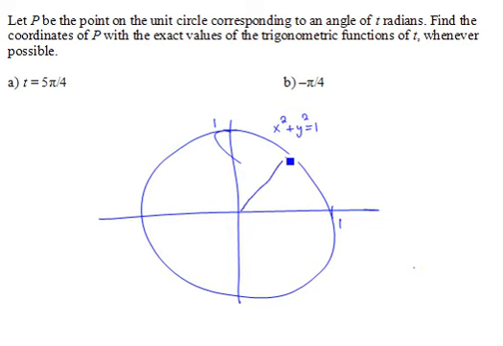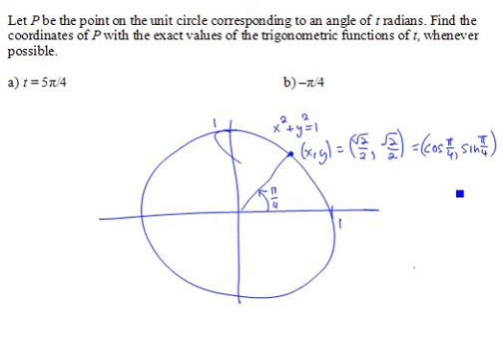Pi over 4 radians corresponds to an angle of 45 degrees. And the point on the unit circle corresponding to that is (x, y) equals square root of 2 over 2 and square root of 2 over 2. That's also the value of the cosine of pi over 4 and the sine of pi over 4, because the cosine and sine give us the x and y coordinates of points on the unit circle.